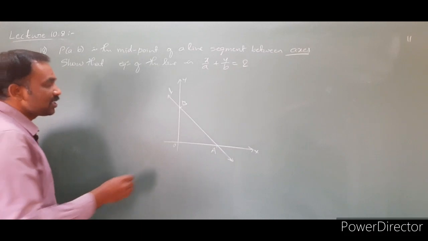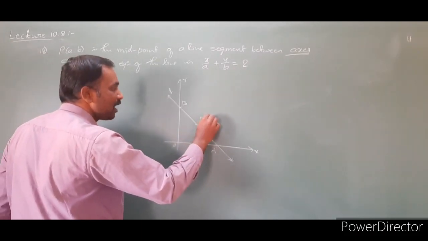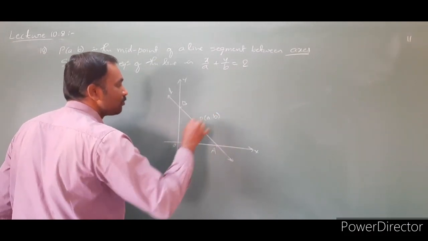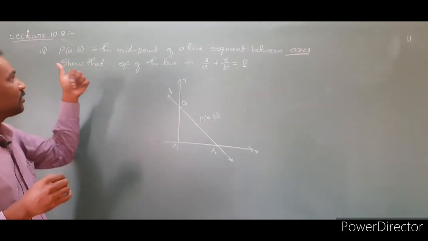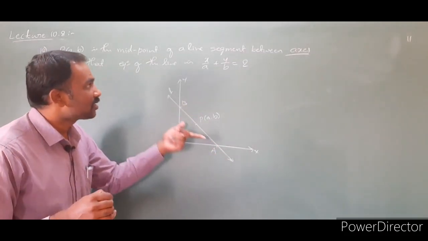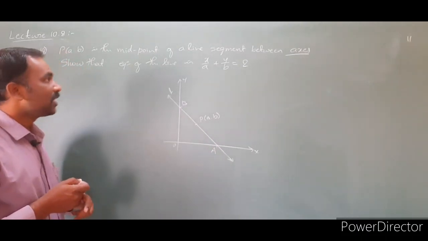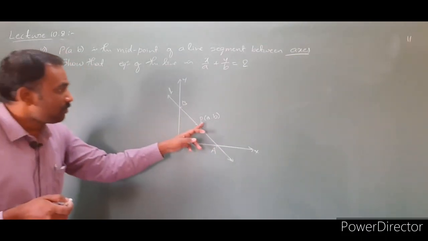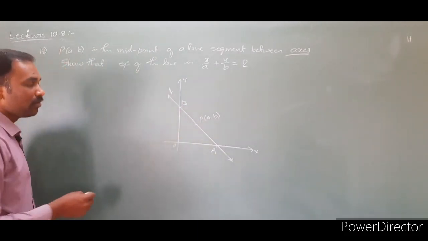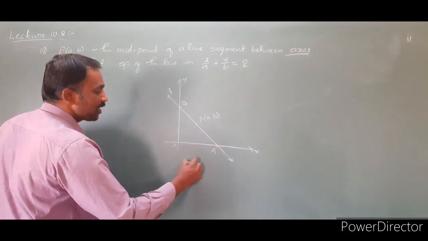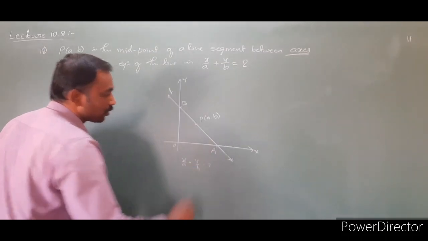Now the point P is given. P has the coordinates a comma b. P of a comma b is the midpoint of the line segment AB. Then if it is the midpoint of the line segment AB, the equation of this line will be x by a plus y by b is equal to 2.